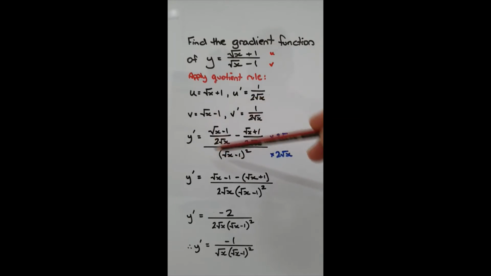Now to simplify this fraction, we're going to multiply every term by 2 square root of x to eliminate this denominator here. So that becomes y dash equals square root of x minus 1 minus the square root of x plus 1. So notice the brackets around the square root of x plus 1, so that's important, over 2 square root of x outside of square root of x minus 1 all squared, and that eventually simplifies to y dash equals negative 1 over square root of x outside of square root of x minus 1 all squared.